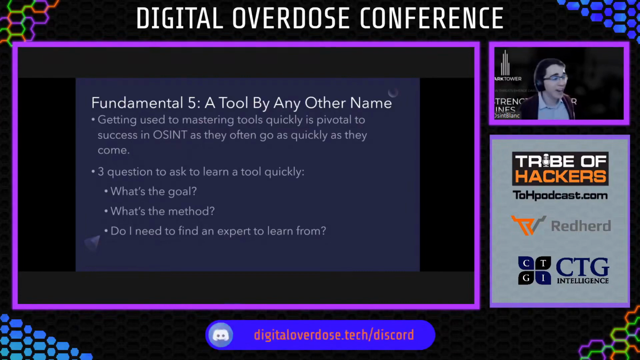There are 3 questions that I ask when I'm learning a tool. I ask, what's the goal? I.e., what does the tool do? What's the method? How does it do what it does? And then, do I need an expert to learn from?